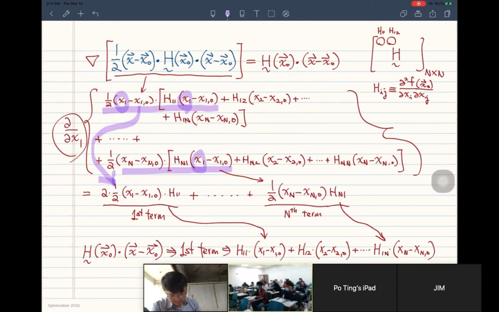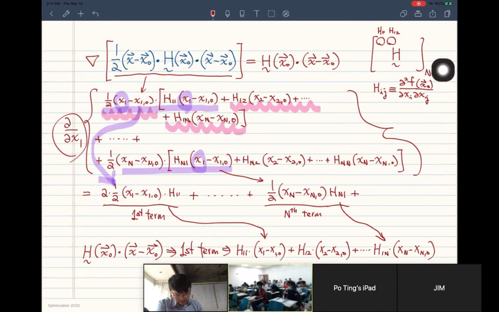So let's work on, let me change the color. Let me work on this portion, because they also multiply the coefficient in the front. So there are missing terms. The first one will be 1/2 h12 times (x2 minus x2,0), until the last one, h1n times (xn minus xn,0).